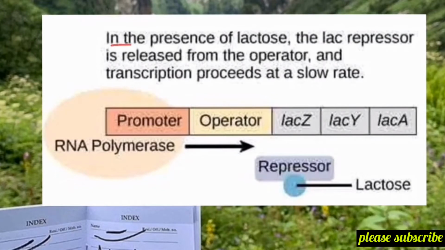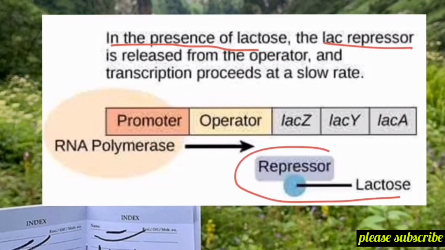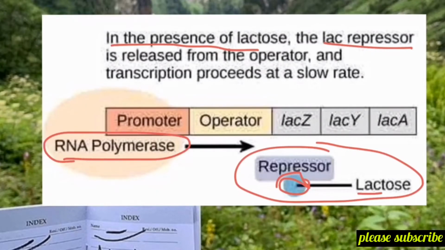When lactose is present in the system, the Lac repressor molecule binds with the lactose. In this diagram you can see the repressor molecules bind with the lactose, and the RNA polymerase is now free to operate from the promoter to the structural genes. These structural genes are now ready and start doing their functions. They translate the proteins required for protein formation.